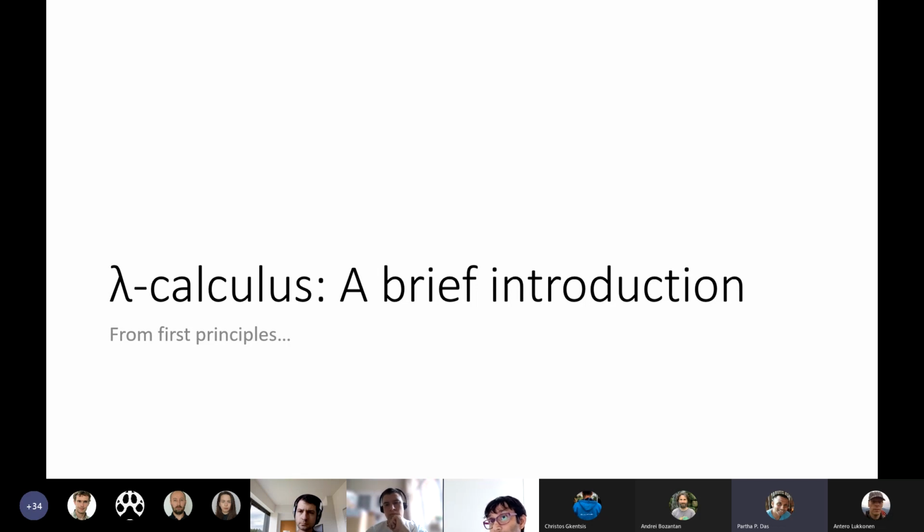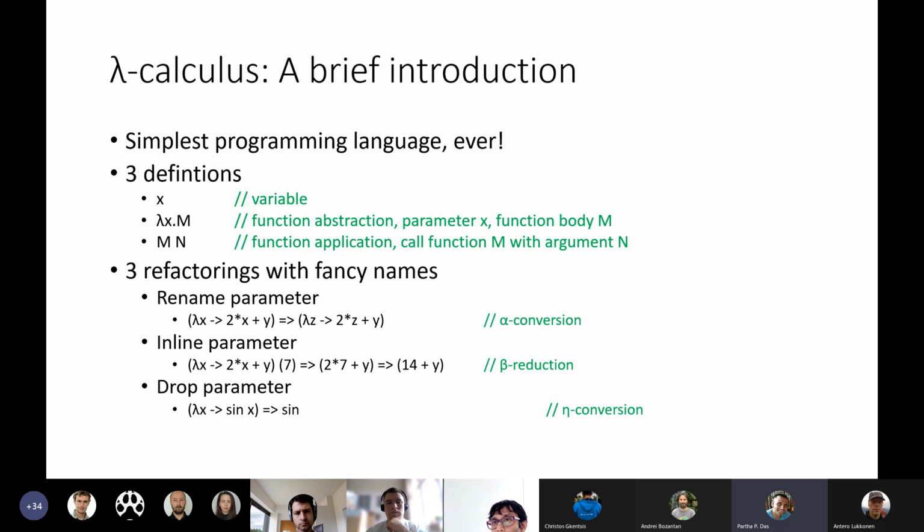So lambda calculus was formed by Turing's thesis advisor, Alonzo Church. Let's take a brief intro to that. It's the simplest programming language ever. It's just three definitions. So x is a variable, so it's a lambda term. This is a function abstraction. It basically means that the function body is m, the function parameter is x, and lambda just indicates that it's a lambda. It looks cool. Let's leave it at that.